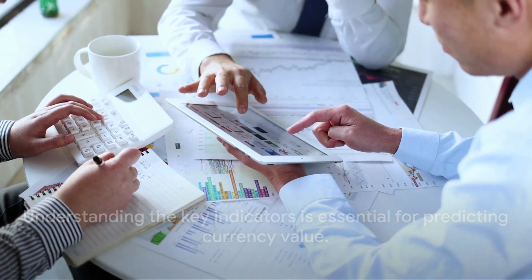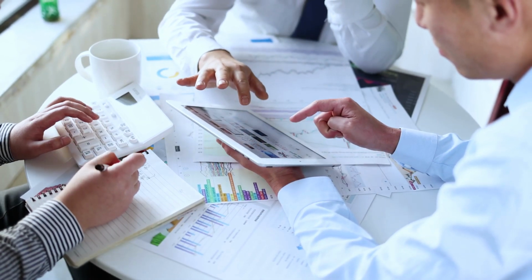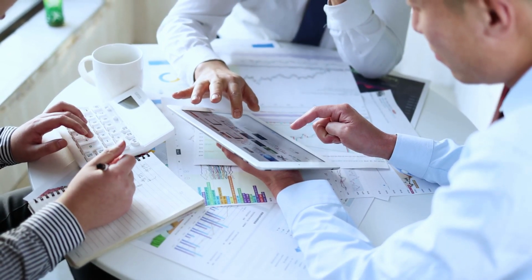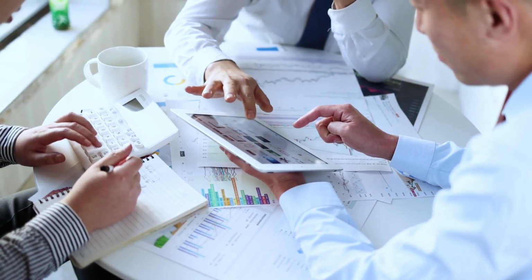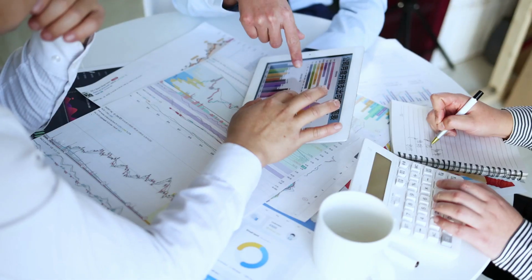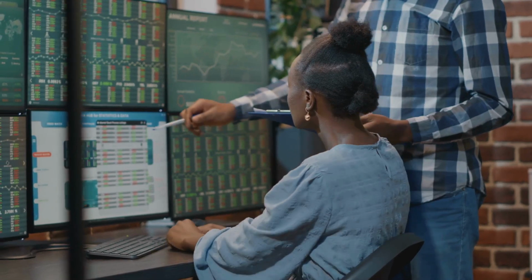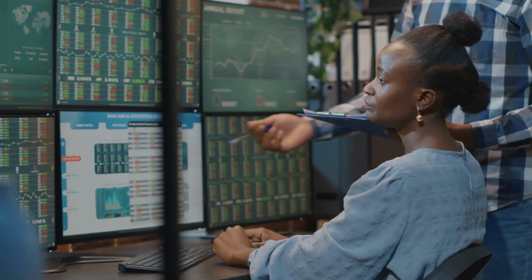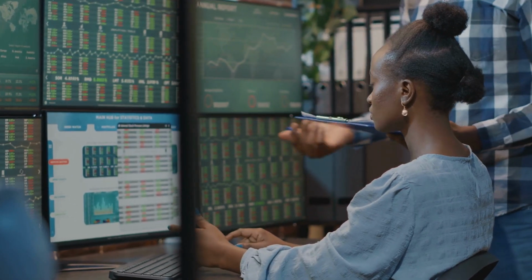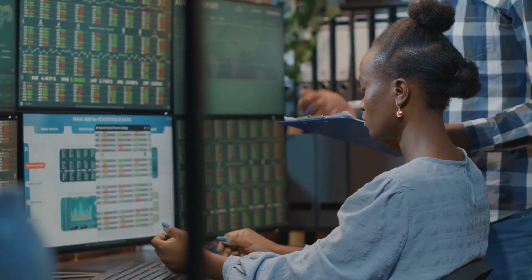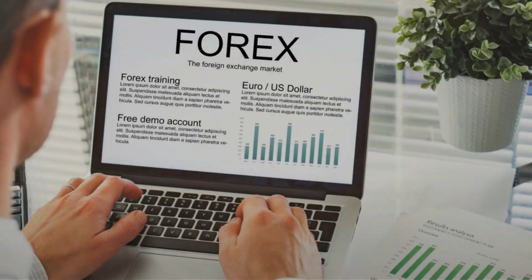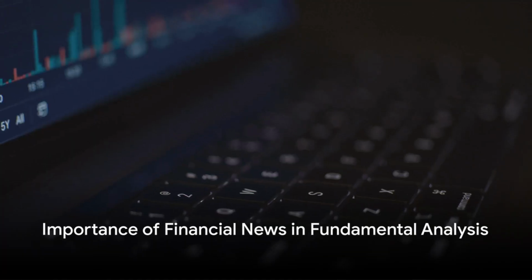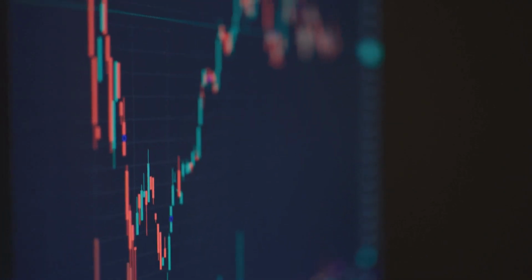These indicators, when analyzed correctly, can provide a clear picture of a country's economic health and hence its currency's future value. Remember, understanding these indicators is like having a crystal ball that lets you peek into the future of a currency's value. So take the time to study them, and you'll be well on your way to mastering Forex fundamental analysis. While understanding indicators is vital, keeping an eye on financial news is equally important in Forex fundamental analysis.